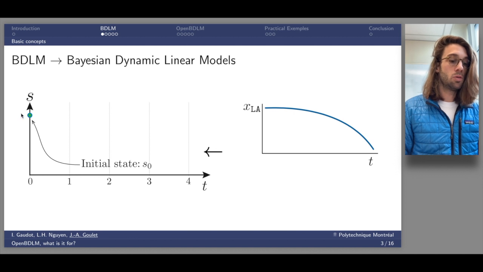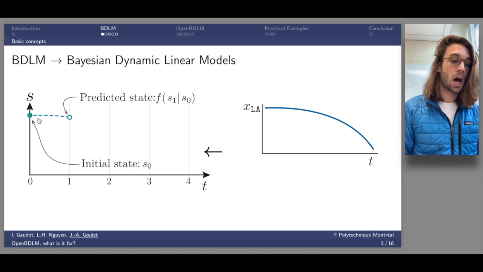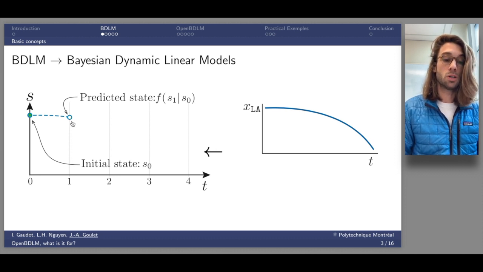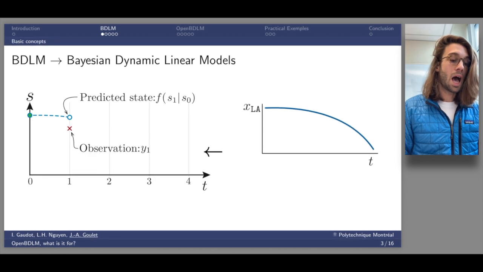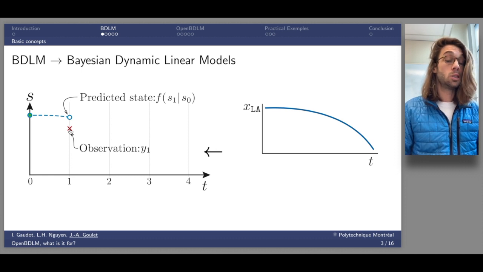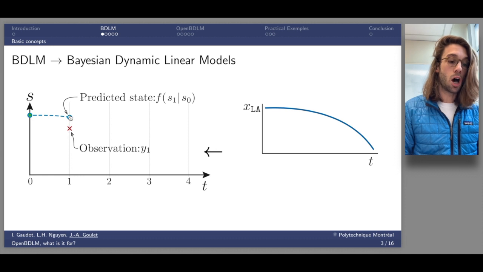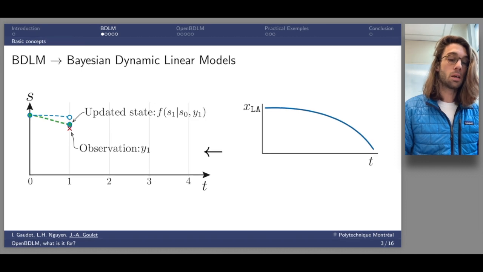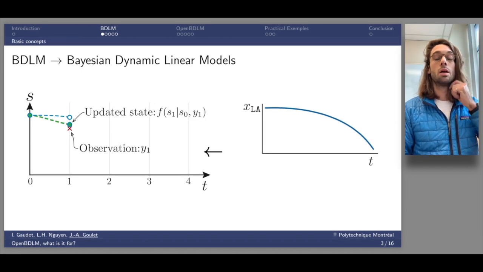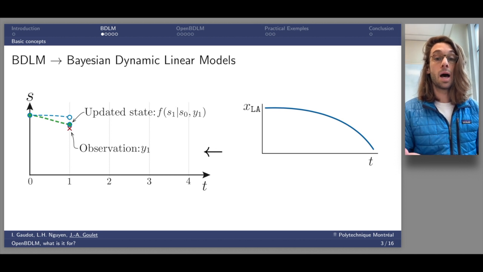If I know my initial state, my initial position, initial velocity, and initial acceleration, I can use this constant acceleration model to predict where I am going to be at time t+1 using the kinematics equation. Then I can observe, at time 1, what my actual real position was. And then probabilistically, given my prior knowledge of where I should have been and my actual observation, I can update my knowledge of my position, my speed, and my acceleration.